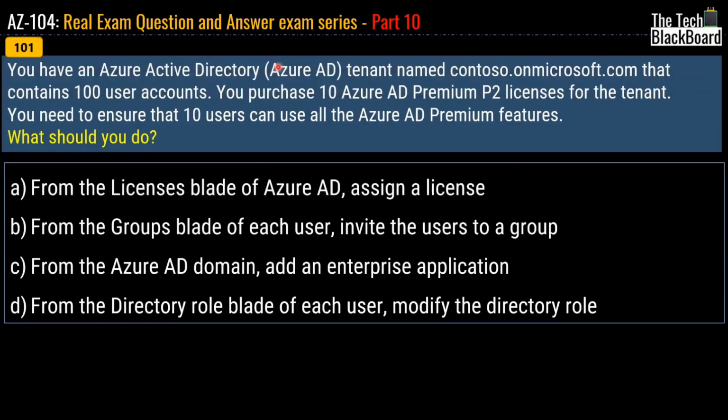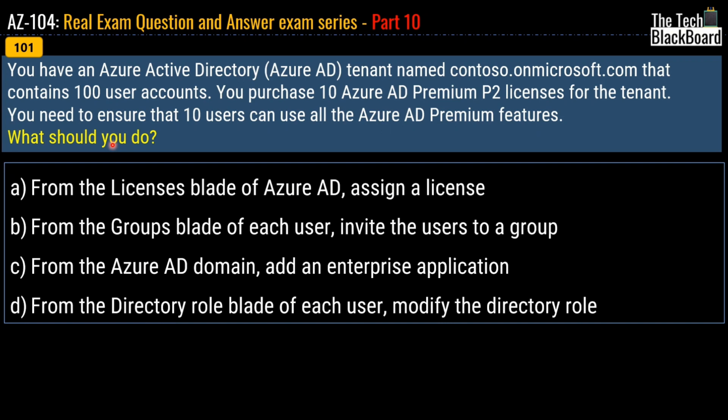Let's begin our part 10 with question number 101. The question says that you have an Azure Active Directory, Azure AD, tenant named Contoso on Microsoft.com that contains 100 user accounts. You purchase 10 Azure AD Premium 2 licenses for the tenant. You need to ensure that 10 users can use all the Azure AD premium features.